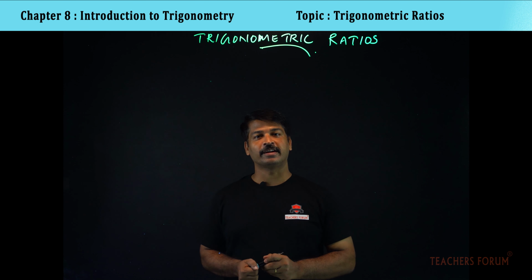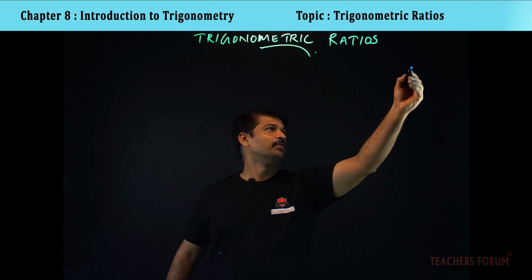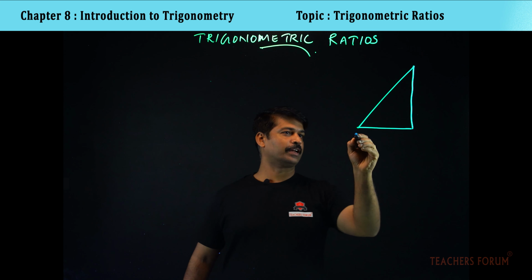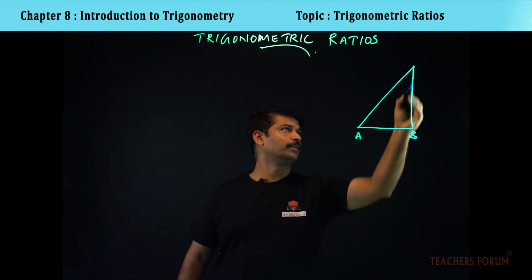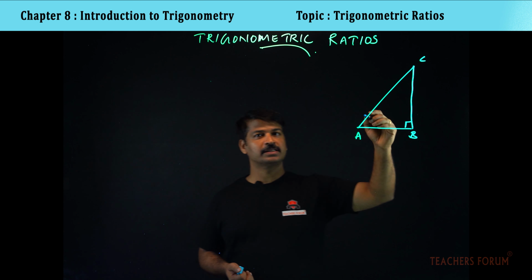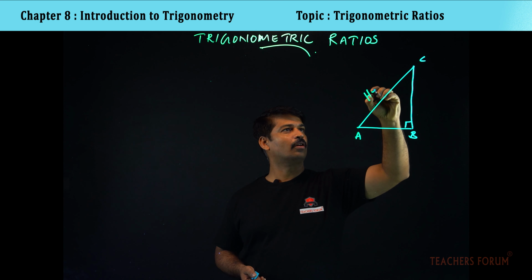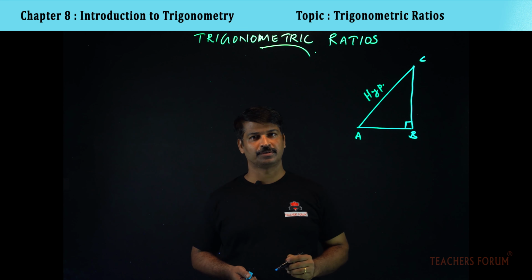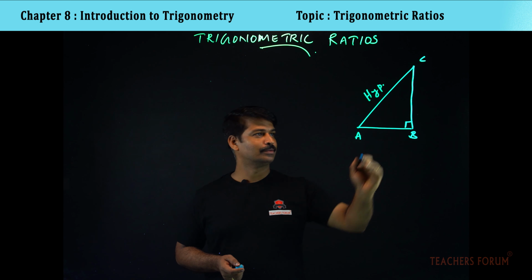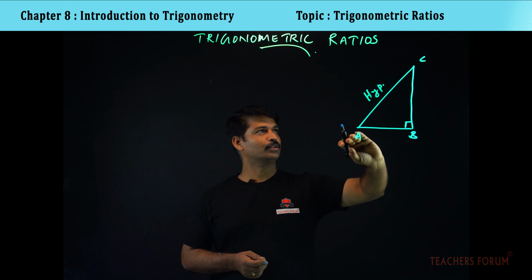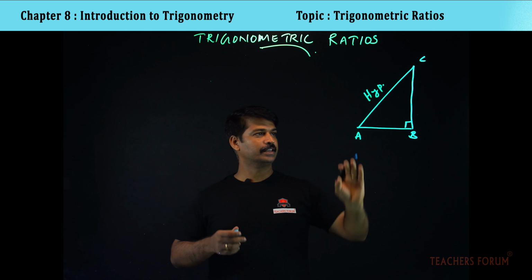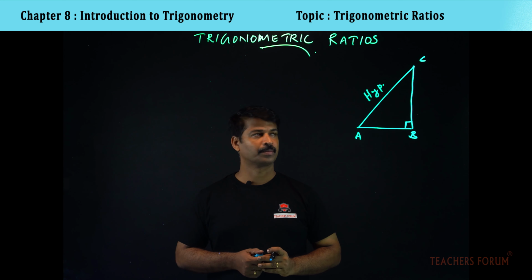Let's consider a right triangle ABC, right angled at B. Now you know AC is called the hypotenuse. Why? It is the side opposite to 90 degrees. So it is the hypotenuse and it will be the longest side in this triangle ABC.